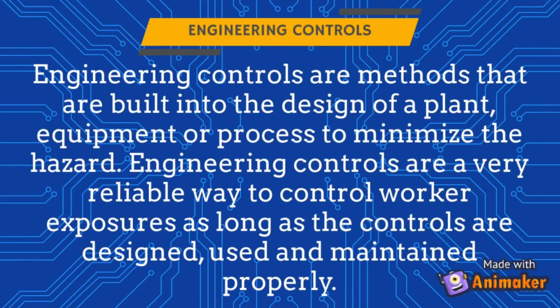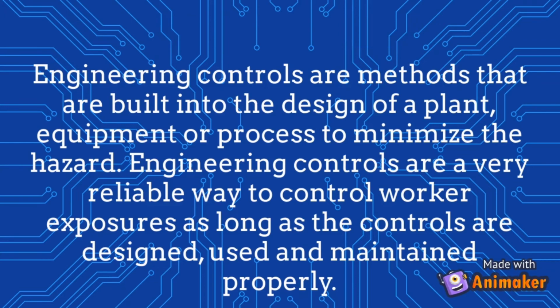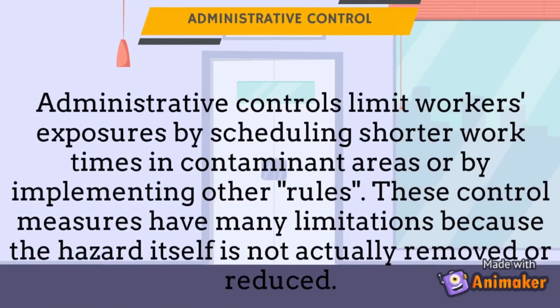Engineering controls. Engineering controls are methods that are built into the design of a plant, equipment, or process to minimize the hazard. Engineering controls are a very reliable way to control worker exposure as long as the controls are designed, used, and maintained properly. Administrative control.